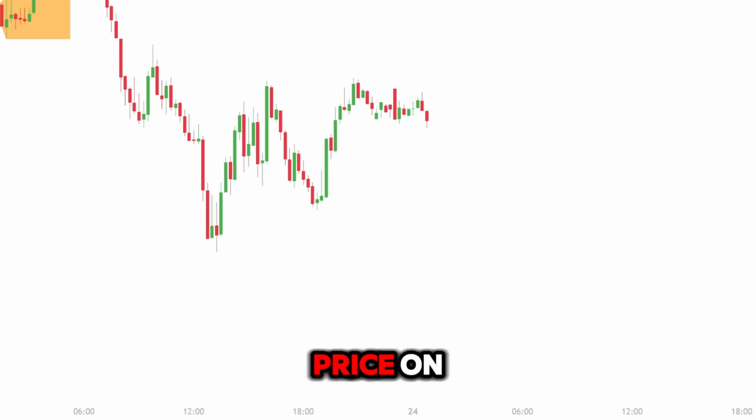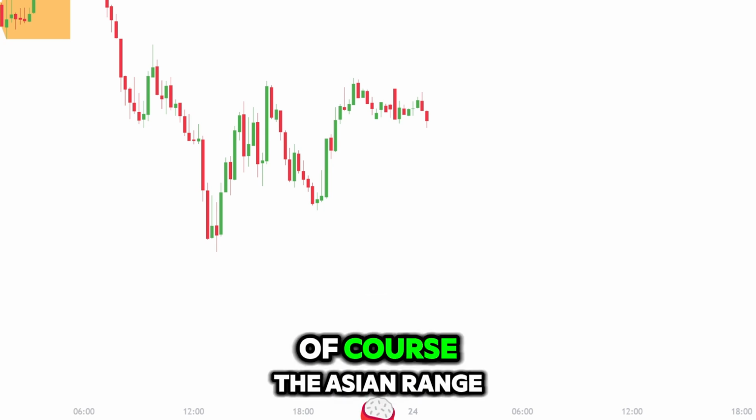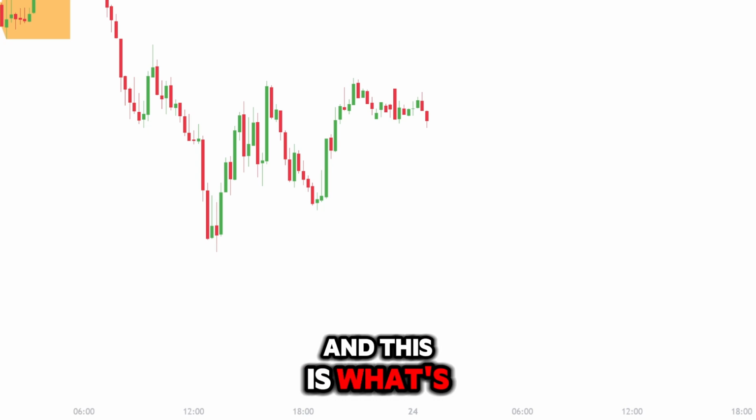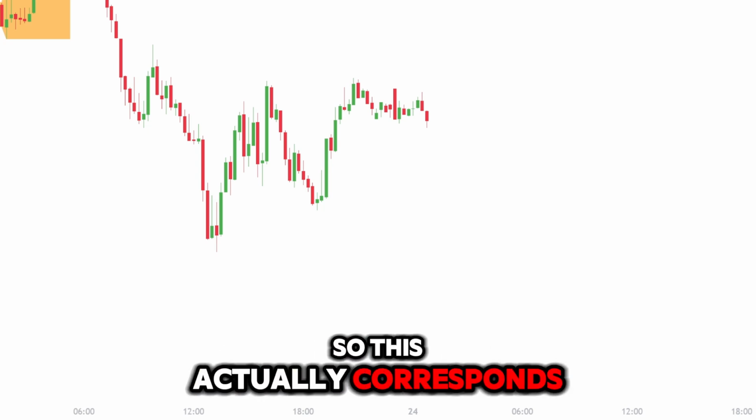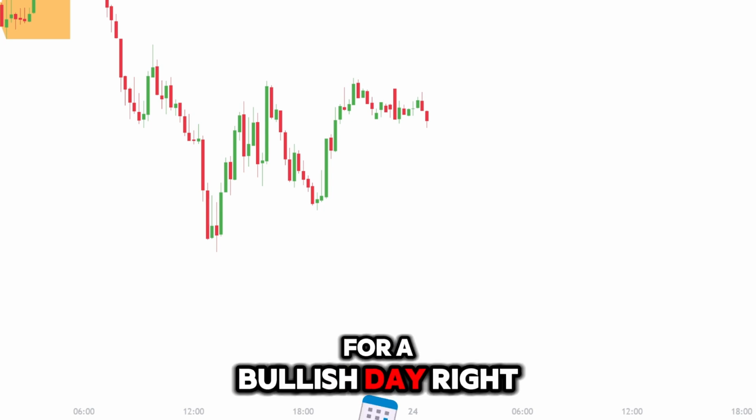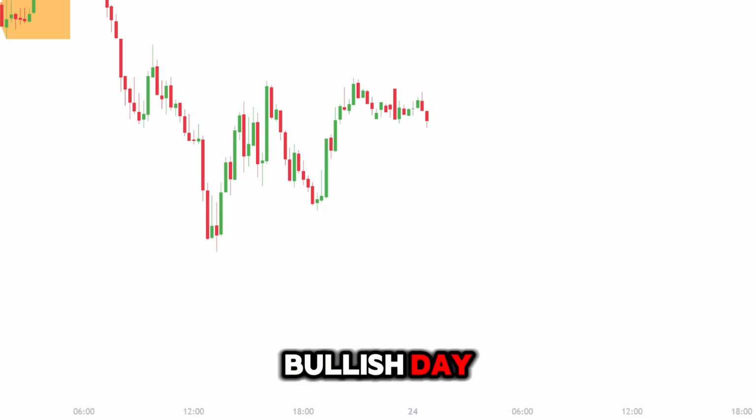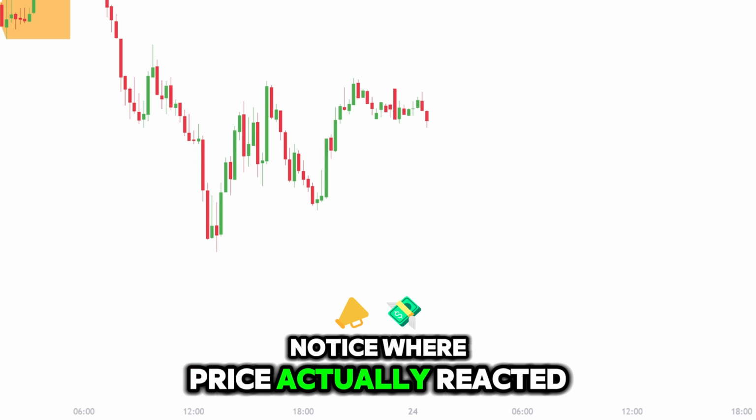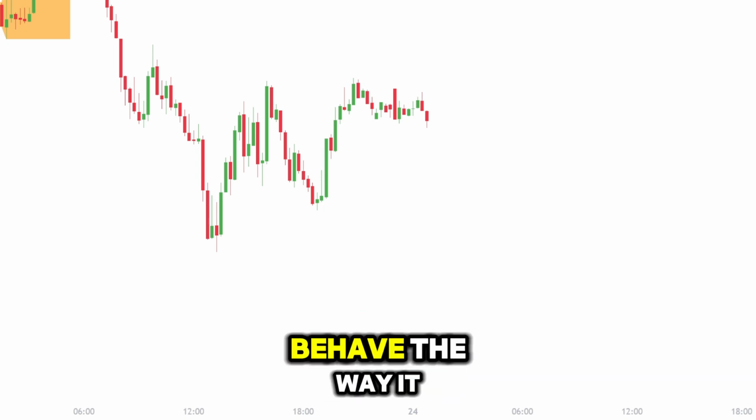Now, if we just play price on, what we ended up having was, of course, the Asia range. And this is what's really interesting. This actually corresponds with the news events. So we saw what we call the ICT Judas swing. The ICT Judas swing is the low of the day for a bullish day. Notice where price actually reacted from. Notice how price behaved the way it did.